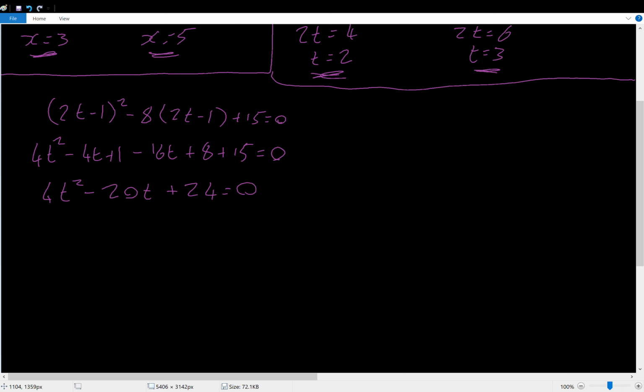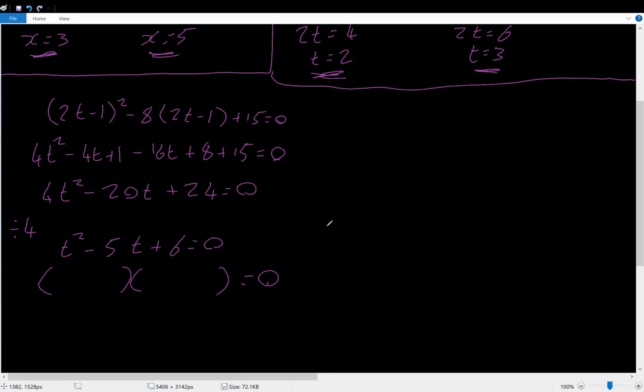That is equal to 0. At this point, we can factorize this as is, but since every single term, including the 0 that we've got written here, can be divided by 4, we can do that to make an easier quadratic. So we end up with t squared minus 5t plus 6 is equal to 0. And now we're going to go to our brackets to factorize this quadratic.